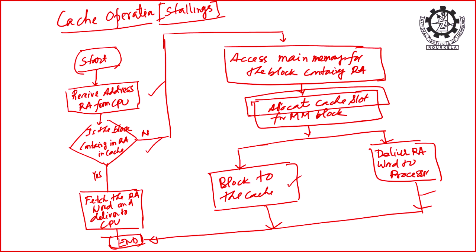Okay. What we studied here: the size of the main memory is much larger than the size of the cache memory. And we are expecting that the word referred by the processor must be available in the cache memory, even though the size is much smaller than the main memory. Why does this happen? Because of the locality of reference, as I said earlier. Okay.